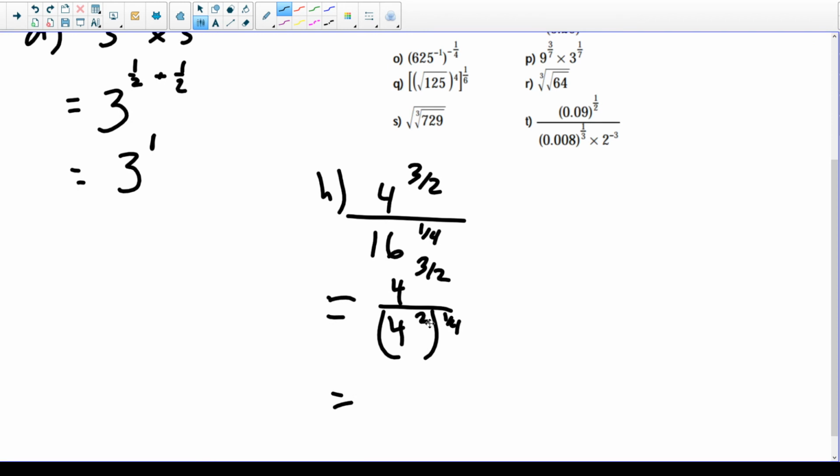Well, here we got another power of a power, right? So we've got 4 to the 3 halves at the top divided by 4 to the what? Well, what's 2 times 1/4? Well, it's top times top, bottom times bottom, which is 2/4, but what's 2/4? It's 1/2.